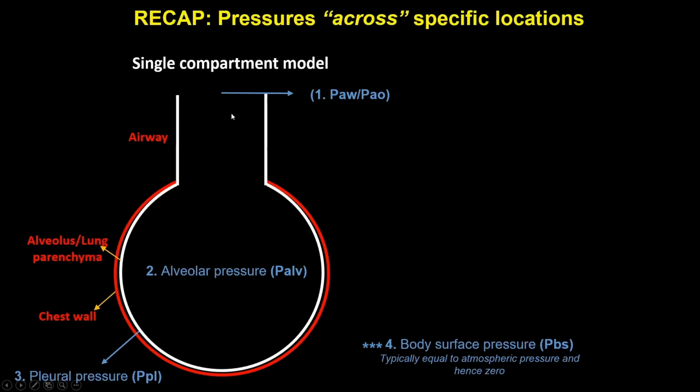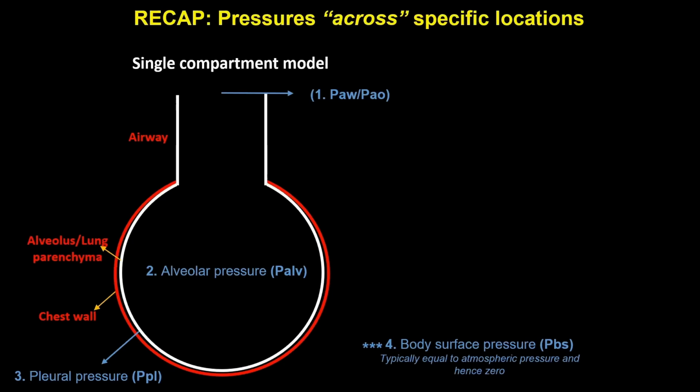We have the four pressures at particular locations, which are already listed here. So the airway pressure at the top, the alveolar pressure right here, the pleural pressure in the pleural space, and the body surface pressure, which is atmospheric pressure, which is typically 0. And so then we define the various pressures across specific locations.